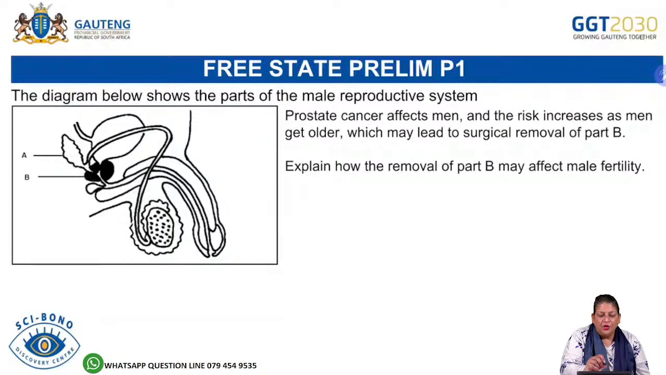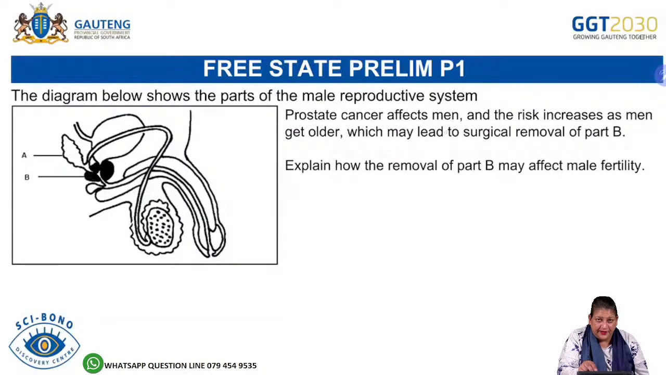So now, prostate cancer affects men, and the risk increases as men get older. So many women have breast cancer, ovarian cancer, but in male, the cancer that is very dominant is actually prostate cancer, the gland below the bladder. And the only way to get rid of it is to actually remove the prostate gland. Removal of part B. You remove this prostate gland, which is shaded in black. Explain how removal of part B may affect male fertility.